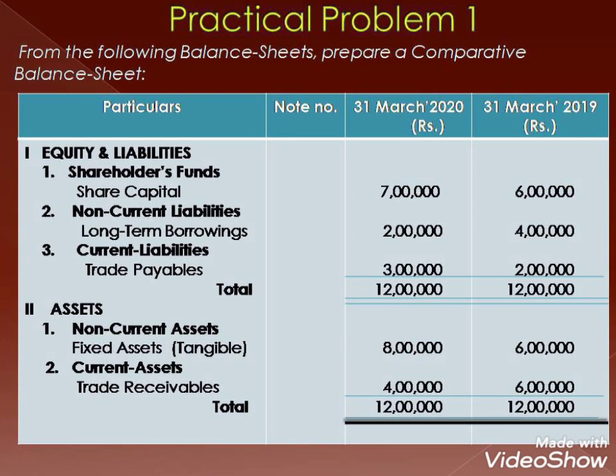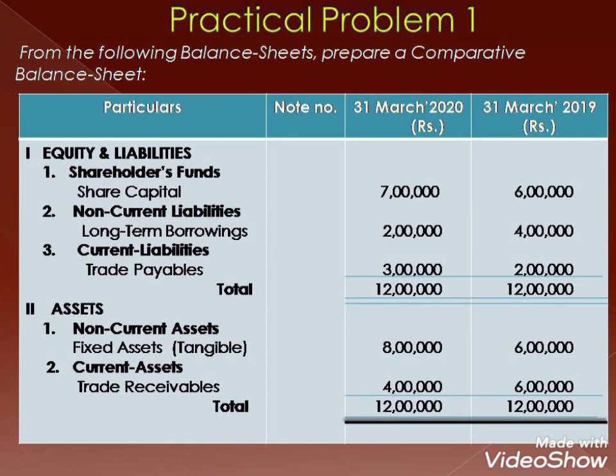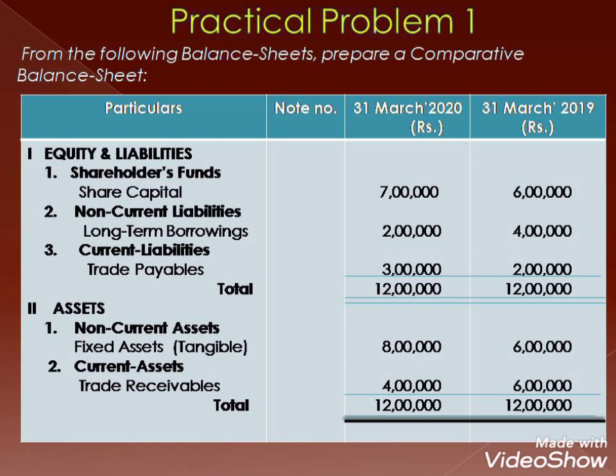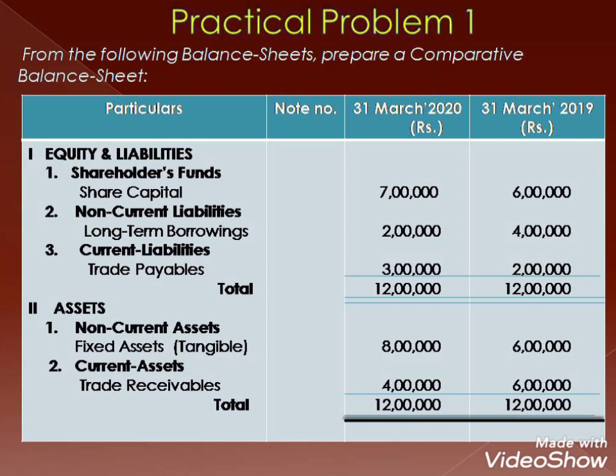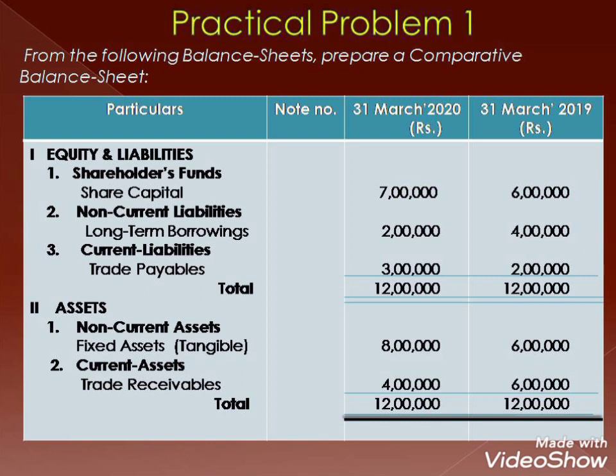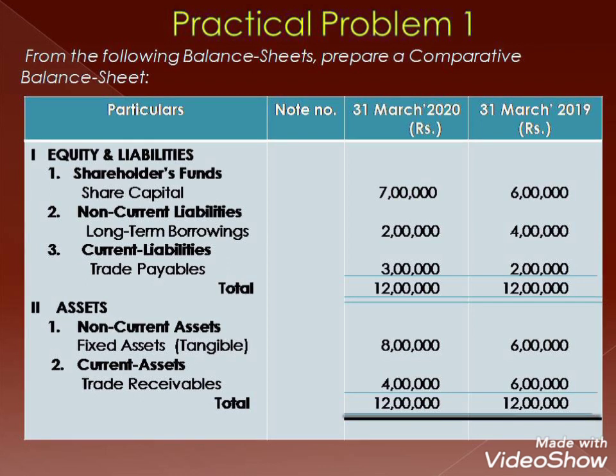In the section 2 assets, there are non-current assets consisting of fixed assets tangible rupees 6 lakh for 2019 and rupees 8 lakh for 2020. In the current assets, trade receivables are there rupees 6 lakh 2019 and rupees 4 lakh 2020. So this is the balance sheet that is given. Now on the basis of this balance sheet, we have to prepare a comparative balance sheet. Please take a screenshot of this practical problem 1 for your further reference.